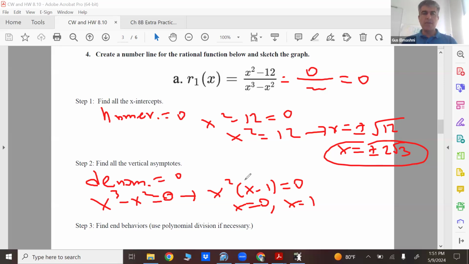Oh, question, Gus? What does it say right where your cursor is? With the H in step 1. Oh, numerator. Oh. The numerator equals 0. That's all. Okay.